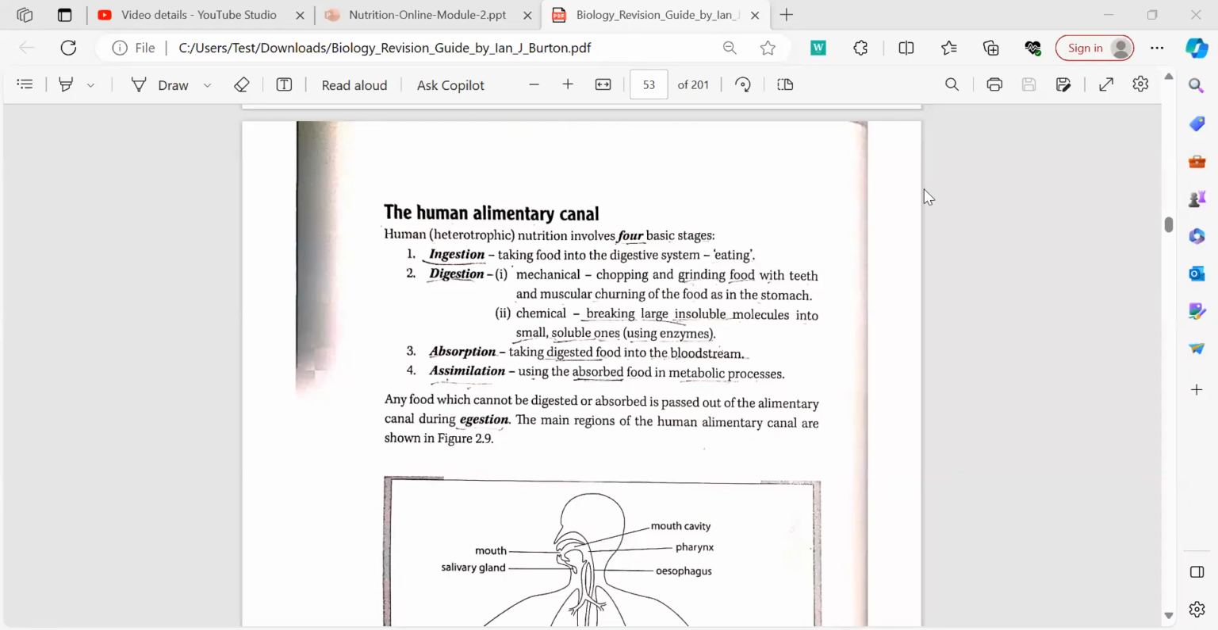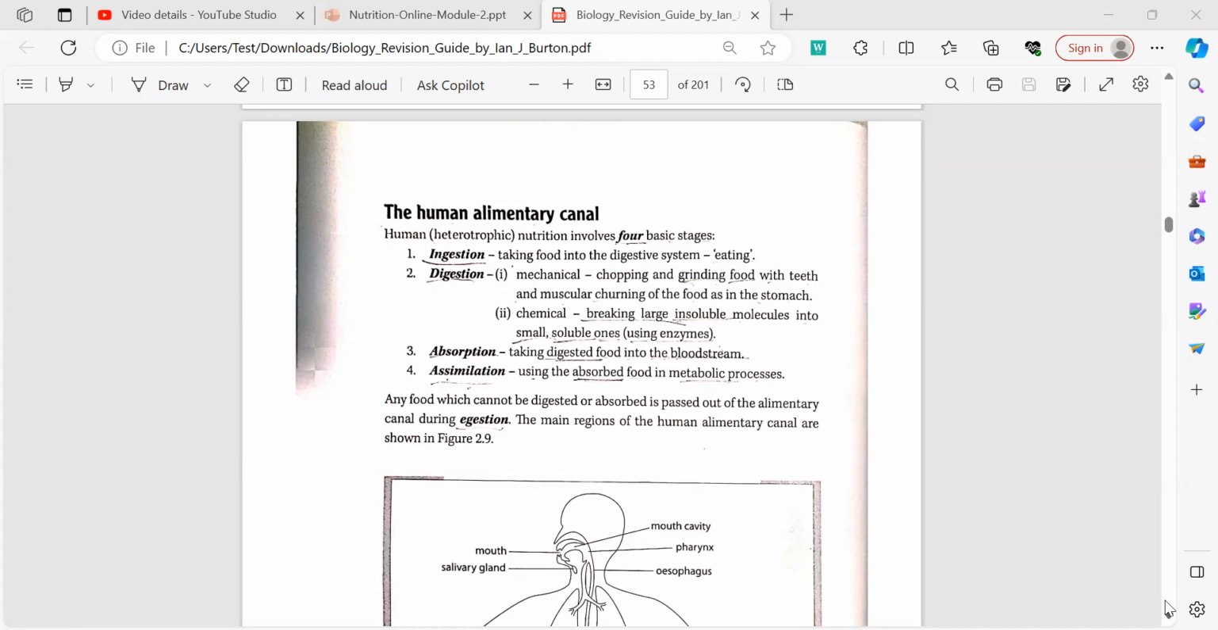Okay, so since our previous video was about enzymes, we will try to correlate it with the new topic. Our new topic is about digestion. So there are four main stages of digestion. The first is ingestion. Now, what is ingestion? Ingestion is simply to orally take in food.